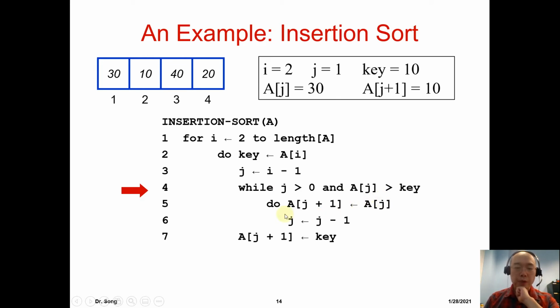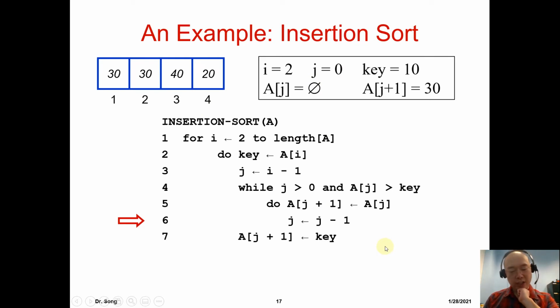So what do we do? We want to move to the right side. We assign A[j] to A[j+1]. So this 30 will be put at index 2, and then we reduce j by 1. We will have the 30 here because the 30 is moved to the right side. However, the original 30 still stays at index 1. By the way, we are using 1-based index instead of 0-based index, because this is true for the whole book. Then we reduce j by 1, so now j is 0.